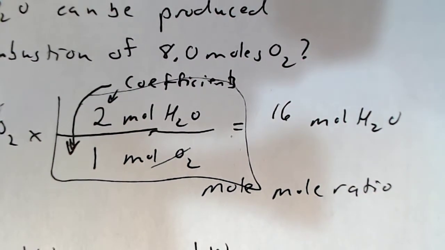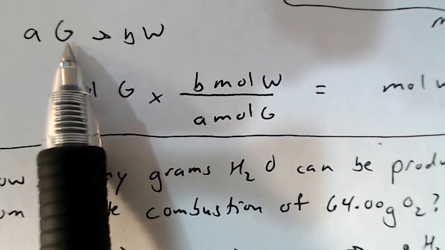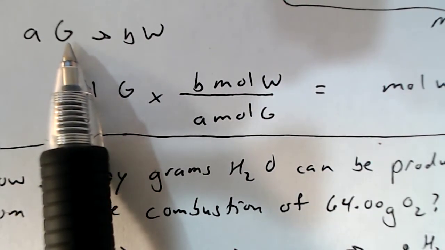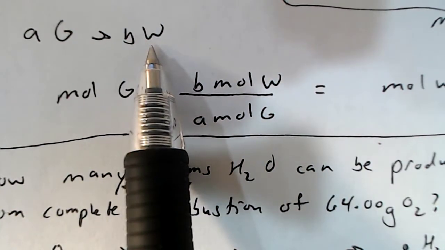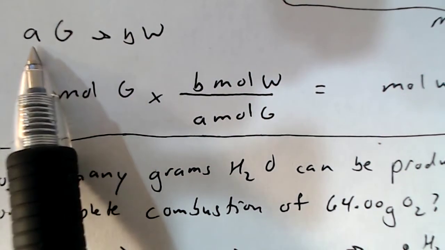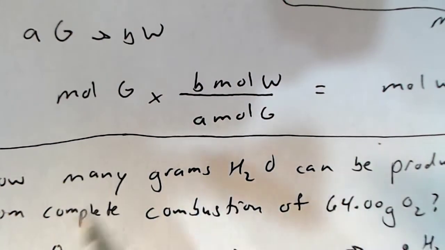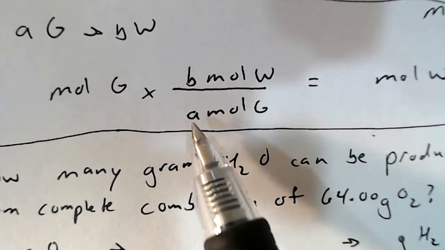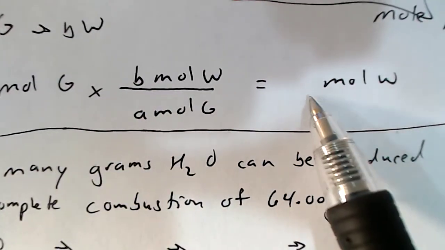So just in a general equation, for a general reaction where you have a substance that you're given information about, whether reactant or product, and you want to get into a substance that you want information about, whether reactant or product, you need to use the coefficients that were in front of them in that balanced chemical equation and plug those into that mole ratio to convert from moles of one thing to moles of another.